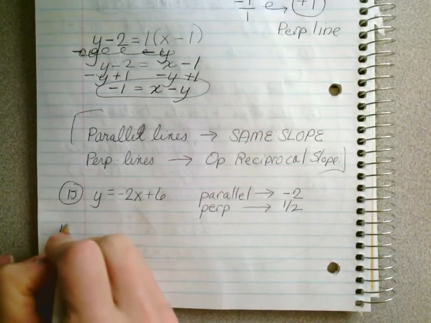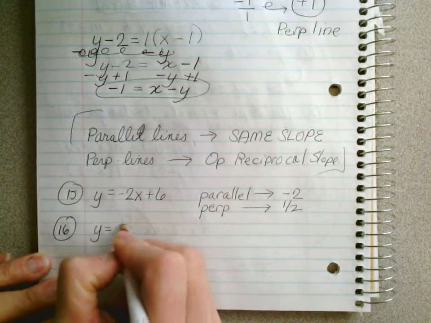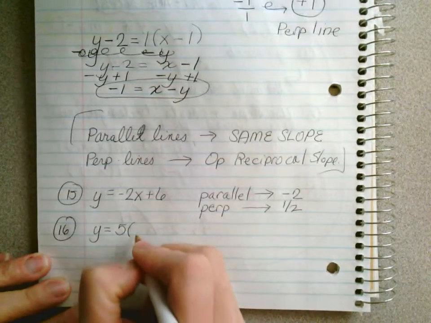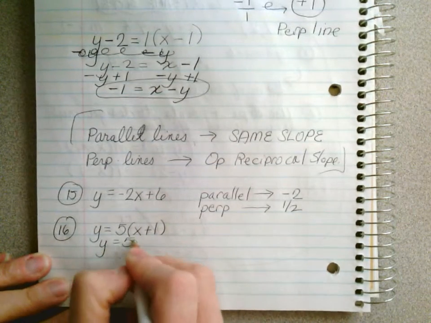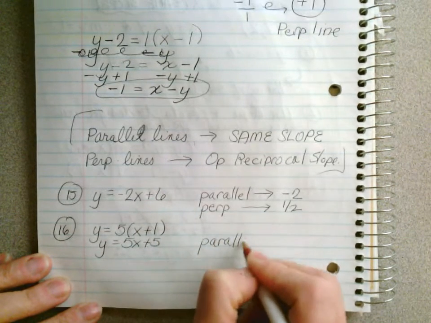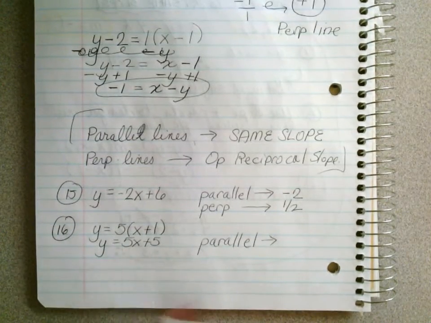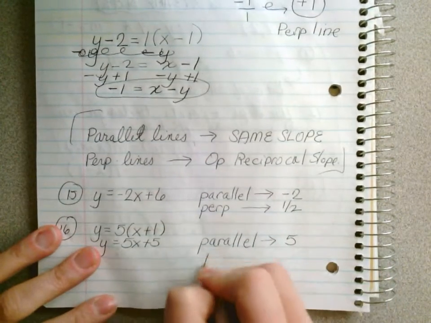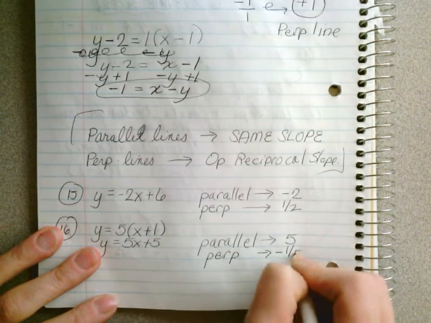With 16, they give you a little bit of work to do ahead of it. Y is equal to 5 multiplied by x plus 1. So y is equal to 5x plus 5. Parallel. Give me a parallel line's slope. Perpendicular. -1/5.